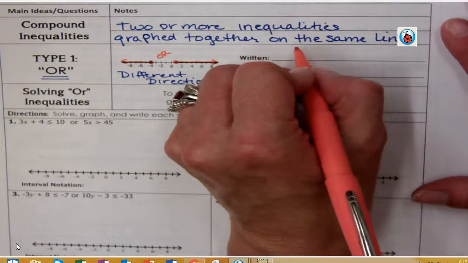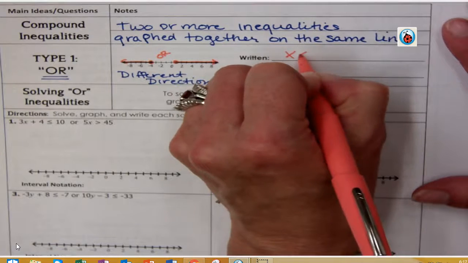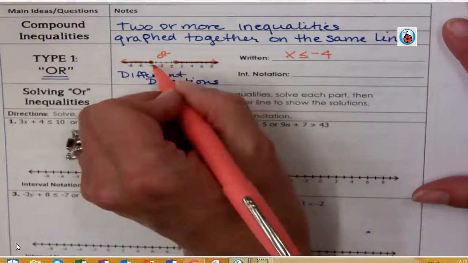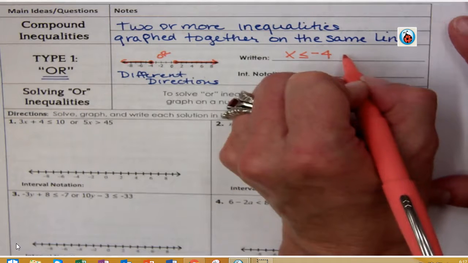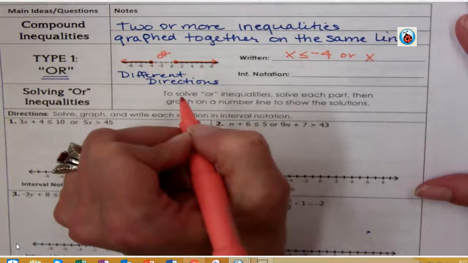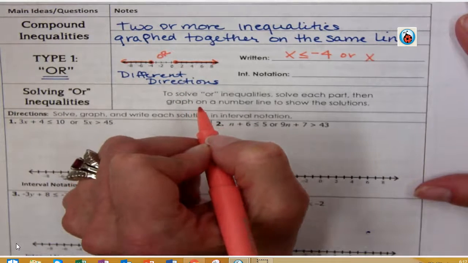So you could write those as x is less than or equal to -4. And I'm saying less than or equal to because it's a closed dot. Or x is, I think that's supposed to be an open dot.